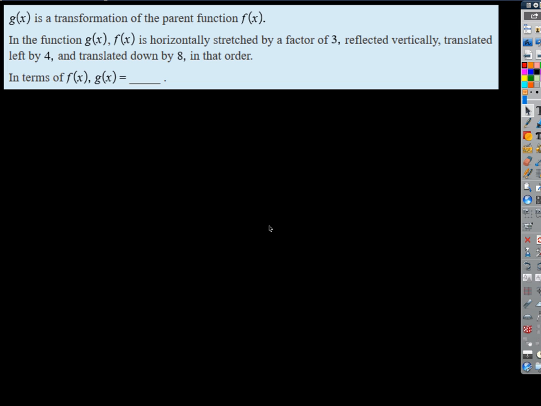Okay, last one of these. This is kind of a doozy. A lot of stuff going on here. Take a second and just try this on your own, and then we'll go through it. So I'm going to stretch.